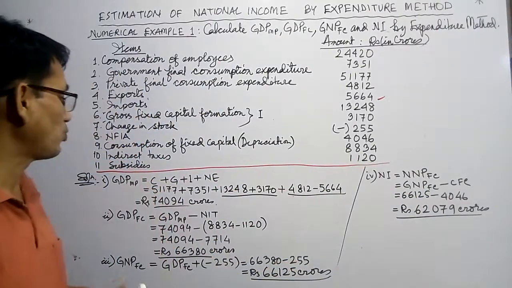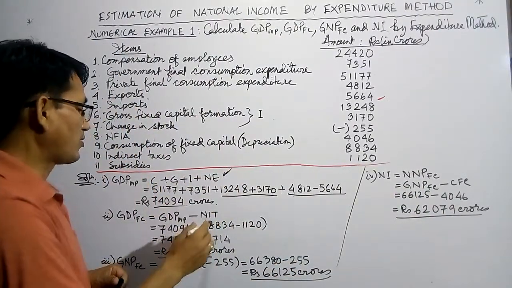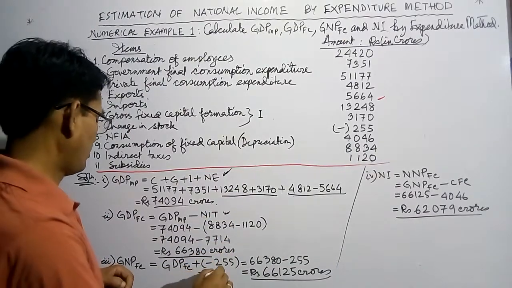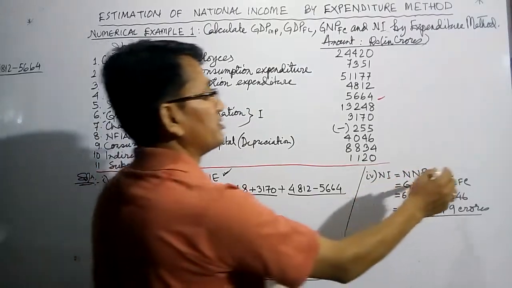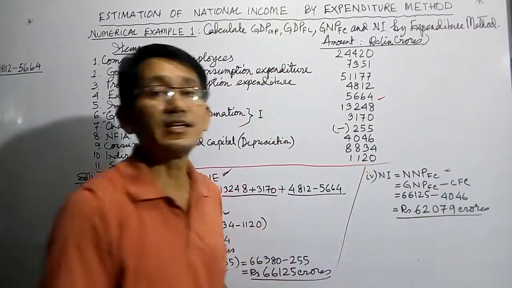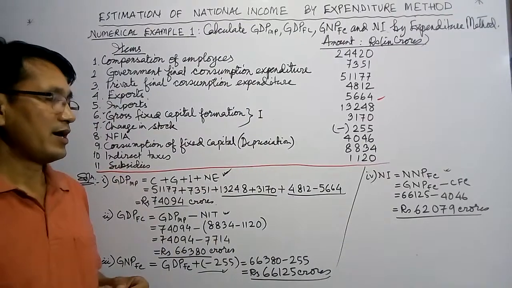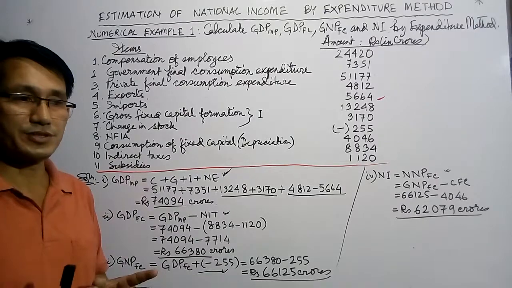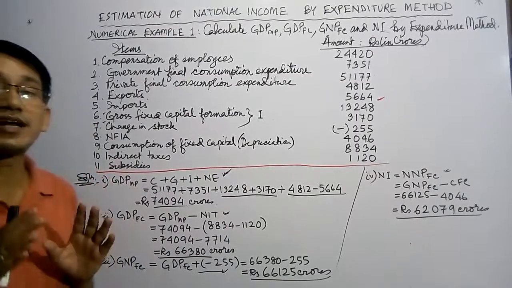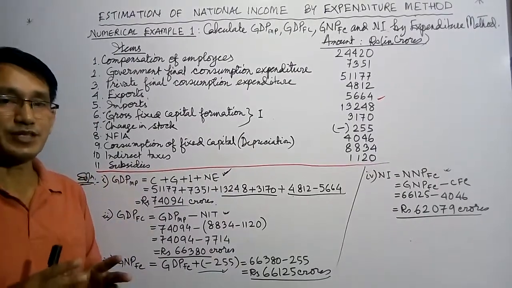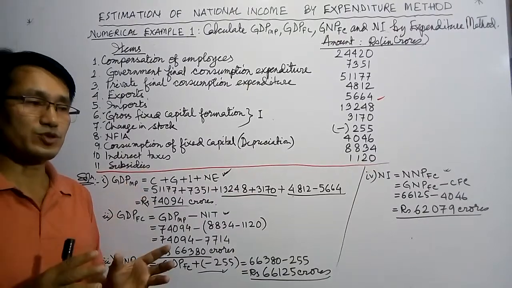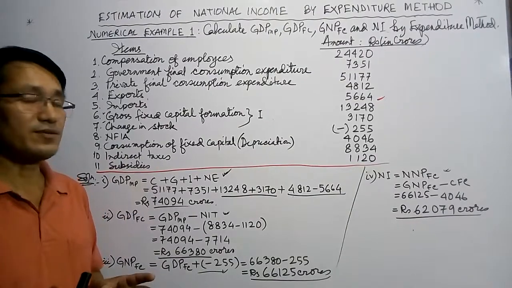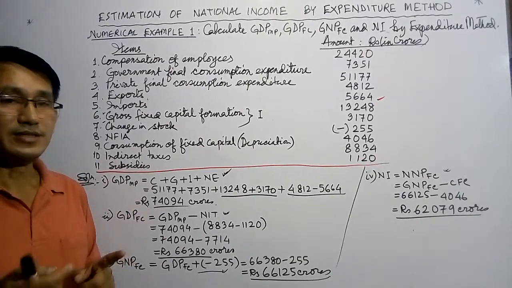So it is not very difficult. Only thing is we have to know the formulas, identities and relationships. Then it is easy to find national income and its aggregates. Next time I will be teaching you the precautions to be taken while calculating national income by the expenditure method: what items are to be excluded and what items are to be included. That we will discuss next time.